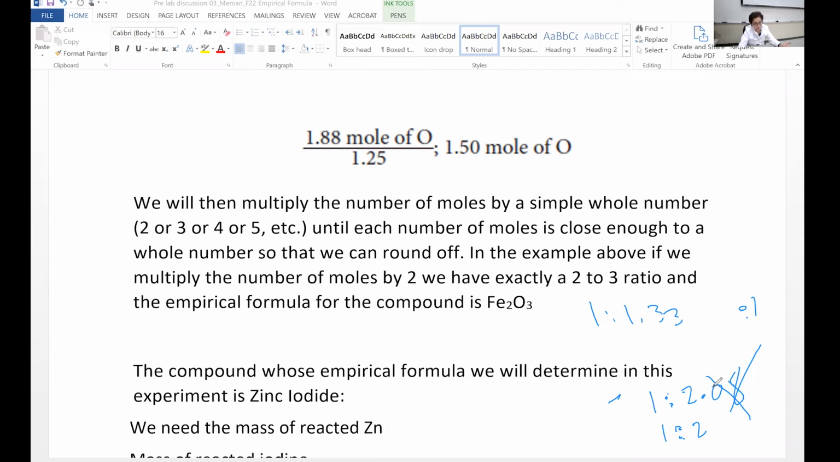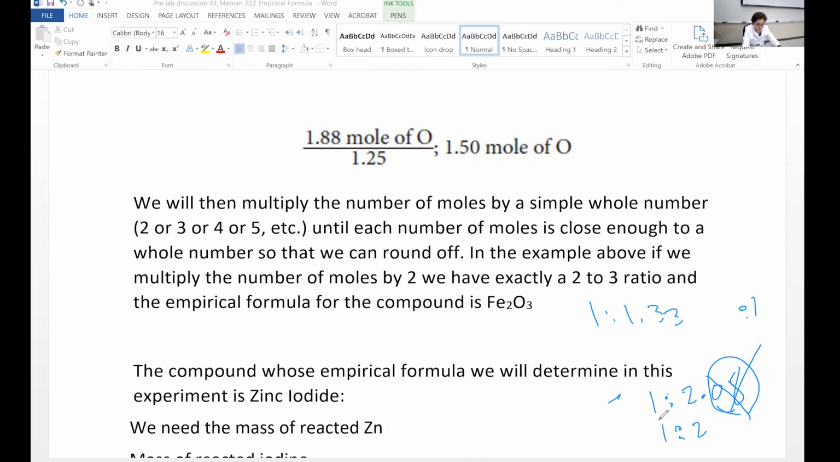And if it's more than that, then you have to multiply by 2, 3, 4, 5, or a different number until each number of moles is close enough to a whole number that you can round off. But if the difference is 0.1 or less from a whole number, you can round it up before you multiply by any numbers.